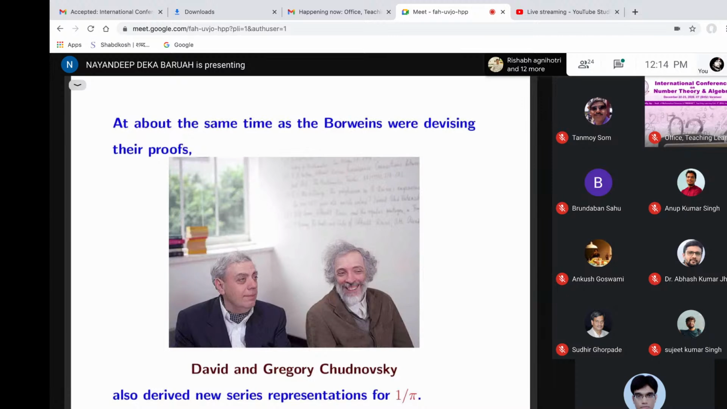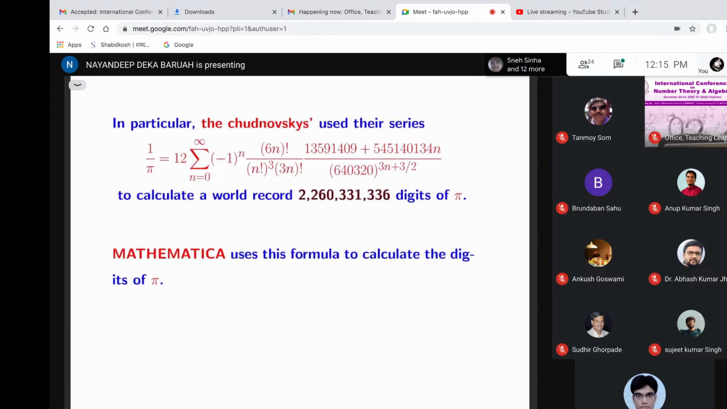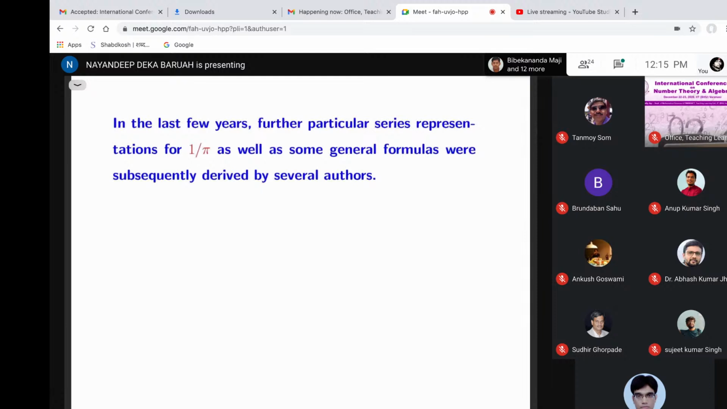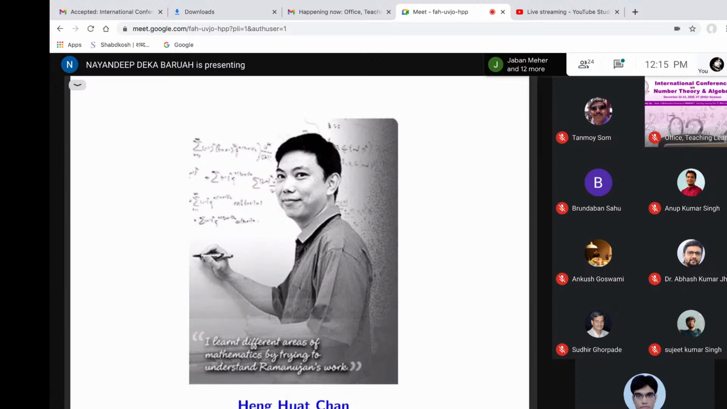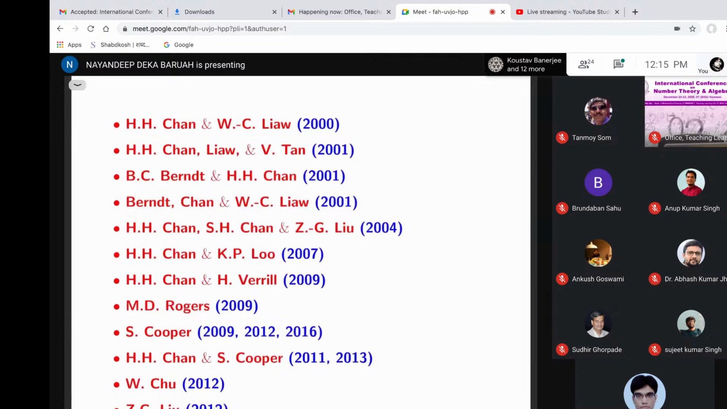And in the last few years, further particular series representations for 1 over pi, as well as some general formulas, were subsequently derived by many authors. In particular, Heng Huat Chan devoted much time to developing those Ramanujan-type series. And there are many papers, so I have written just some of them only. There are hundreds of papers on Ramanujan-type series.